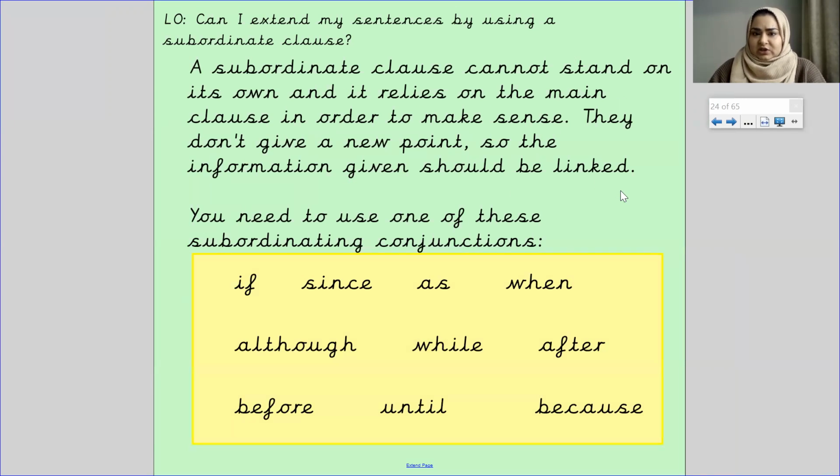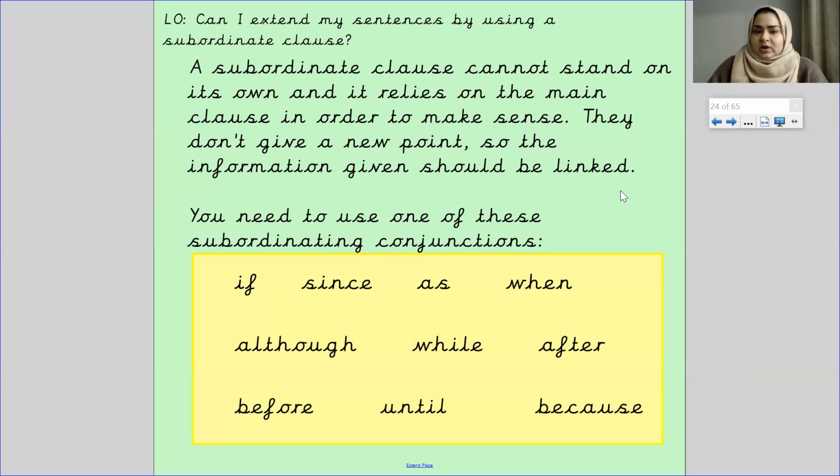Now, a subordinate clause cannot stand on its own, and it relies on the main clause in order to make sense. So just like the relative clause, a subordinate clause does not make sense by itself. It needs to be put in with the main clause. They don't give a new point, so the information given should be linked. So it's not a new sentence or anything new. It is an extended part of the sentence which just gives more information on your main clause.